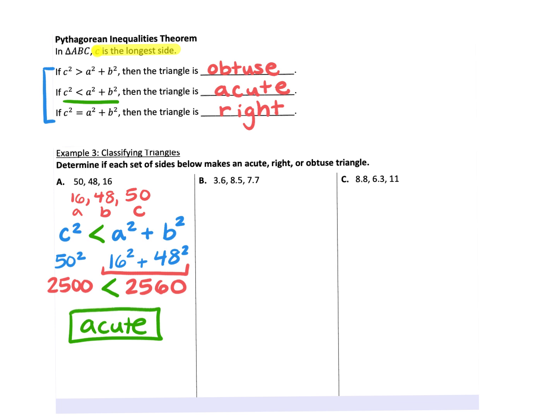Let's try another one. So this one here, my three sides are 3.6, 7.7, and 8.5. So A, B, C. We'll compare C squared and A squared plus B squared. And we can do most of this in our calculators. So I need 8.5 squared and then 3.6 squared plus 7.7 squared.